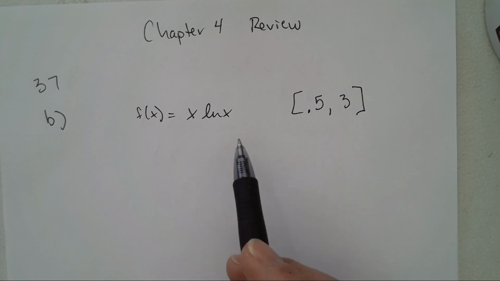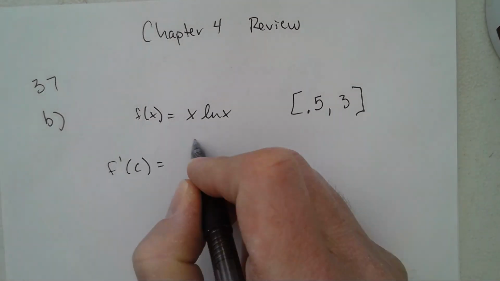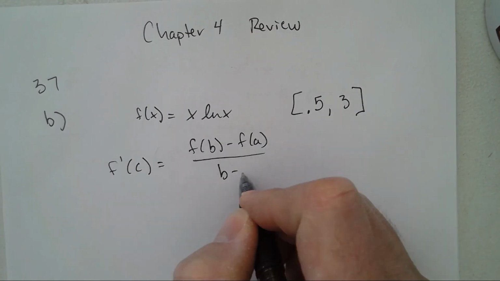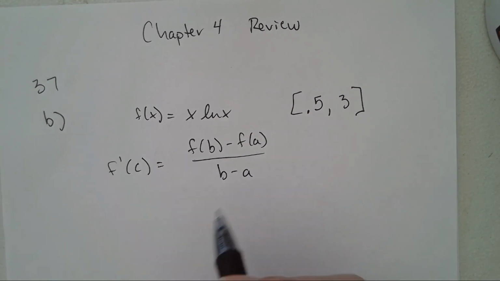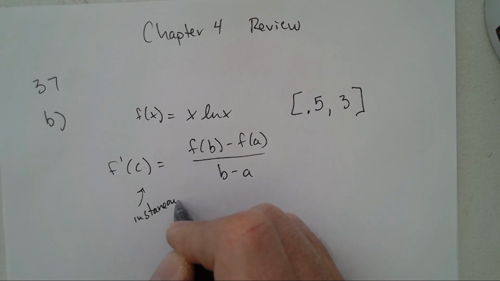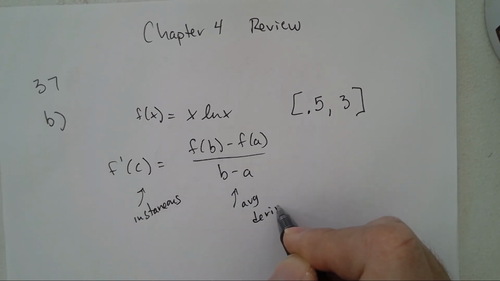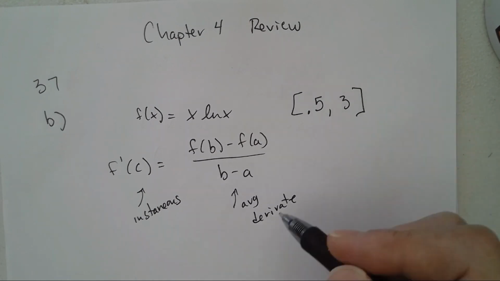So if that's the case, then there has to be at least one c value where f prime of c is equal to f of b minus f of a over b minus a. So the instantaneous derivative has to equal the average derivative in that interval.